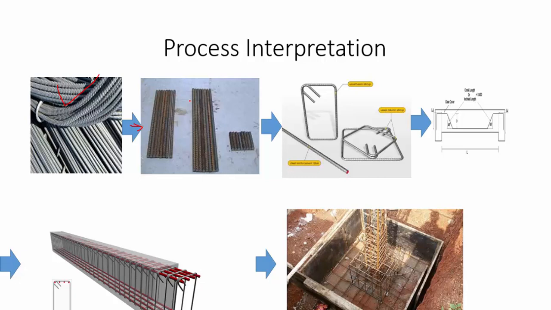Once it is straight, then according to the size of the structure, these steel bars will be cut according to the length. Okay, as you can see here, there is a different length. Here there is a different length. Here this is a different length. So this length is basically called the cut length. Cut length is basically the desired length required to place bar bending in any structure.